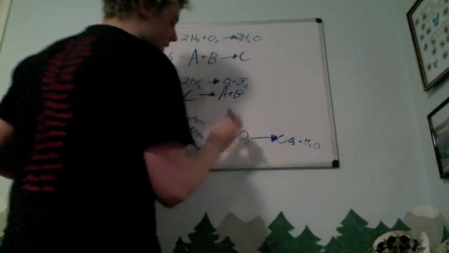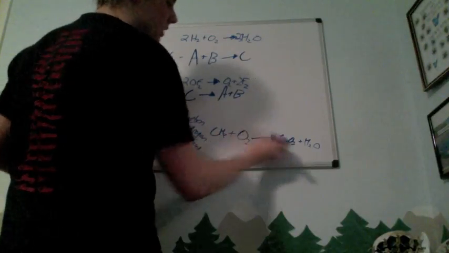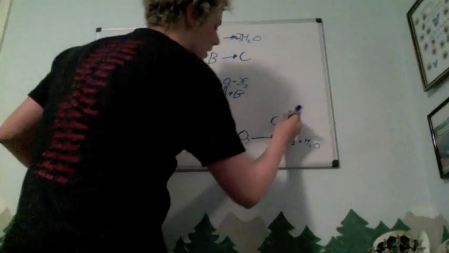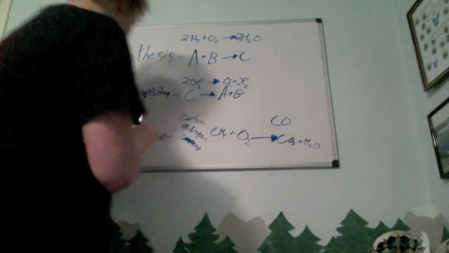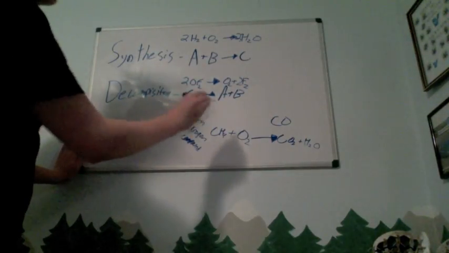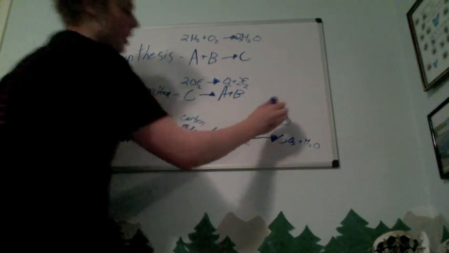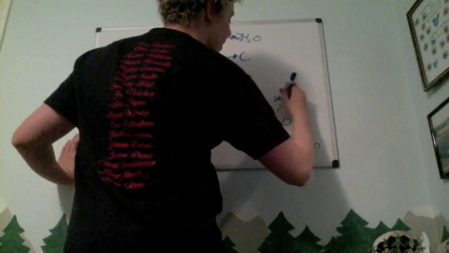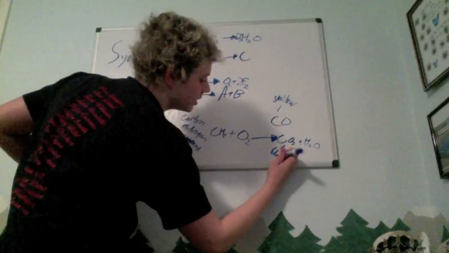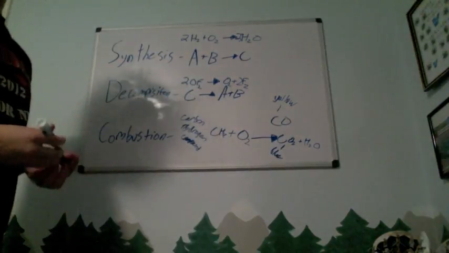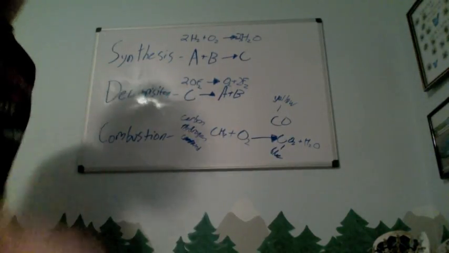Now, if there's not enough oxygen in the reaction, what will happen is it'll start to form carbon monoxide. And a giveaway of a combustion reaction would be a blue flame, but if it's producing carbon monoxide, then it's a yellow flame. So yellow is carbon monoxide, but blue is carbon dioxide. And those are the simple equations.